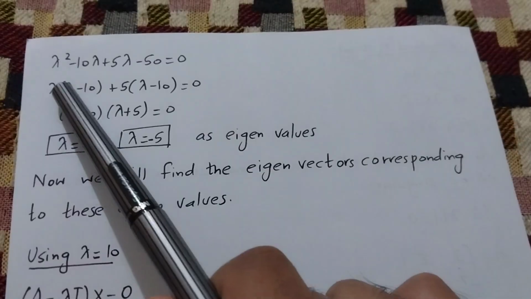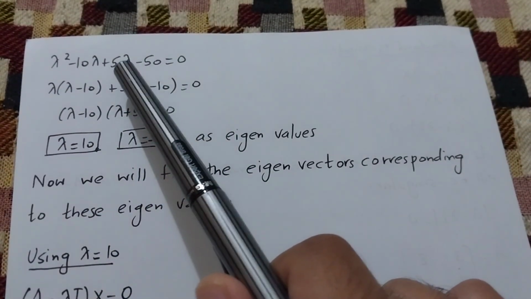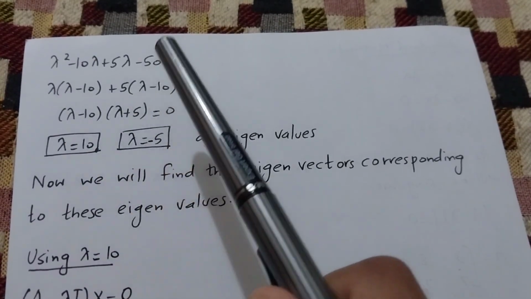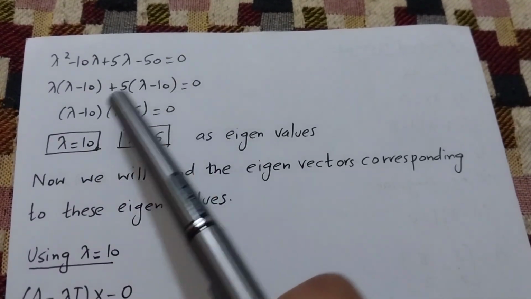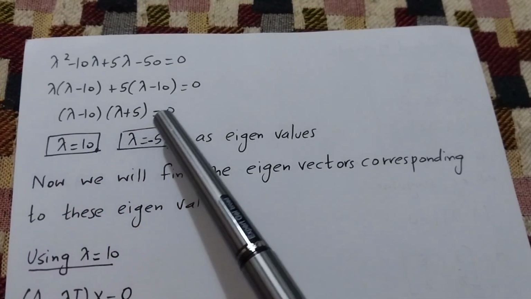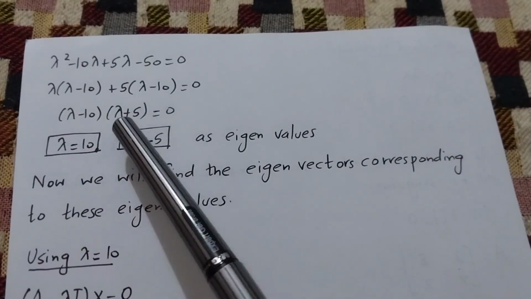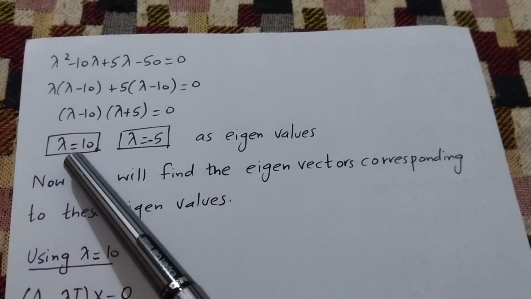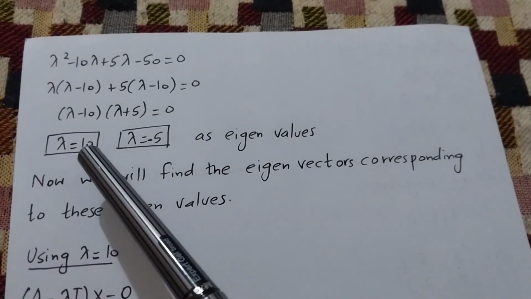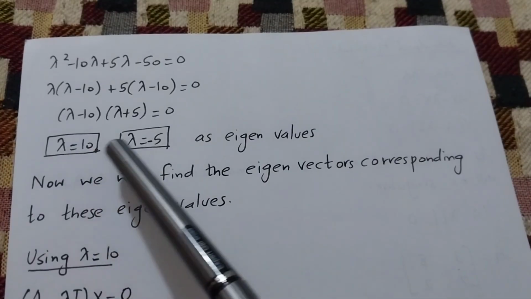And when we take common from the first two terms, we get lambda into lambda minus 10, and when we take 5 common, we get the same lambda minus 10, and we can take lambda minus 10 common from both terms, and we get lambda plus 5. So lambda minus 10 into lambda plus 5 equal to 0. So we can get the values of lambda from this equation. The values are lambda is equal to 10 and lambda is equal to minus 5. So we have found the eigenvalues of our given matrix.